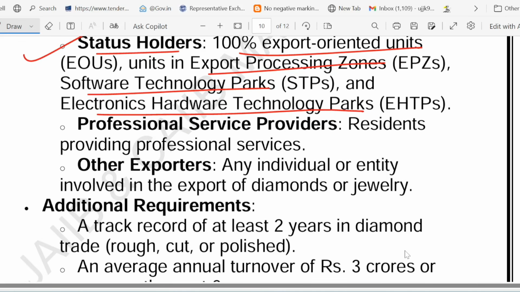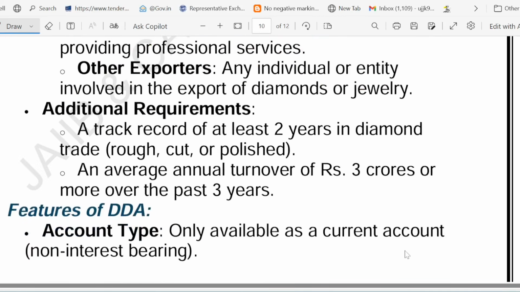Second point is established trader. An established trader can also operate. Minimum 3 crore. Yes. So as you can see, what is the condition for an established trader? An annual turnover of 3 crore for 3 years. So minimum 3 crore annual turnover for 3 years plus 2 years in diamond trade.